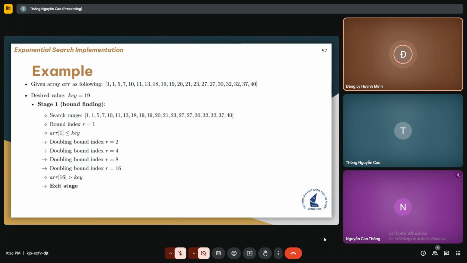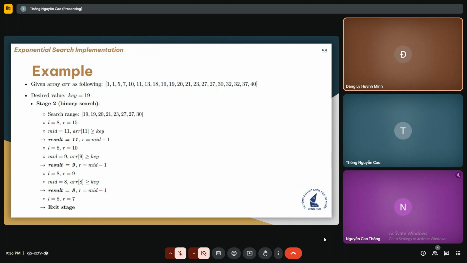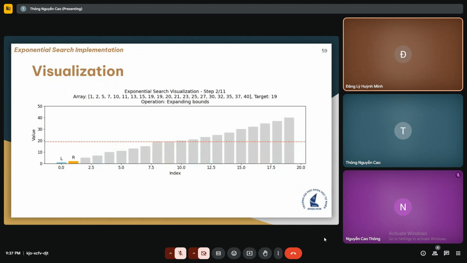We start with a bound index r equal 1, and we keep doubling it until we find a valid index that satisfies R of r is larger than key. In this situation it is 16, and then we exit the stage. In stage 2, we use binary search on the found range. This is the visualization of the proposed algorithm.